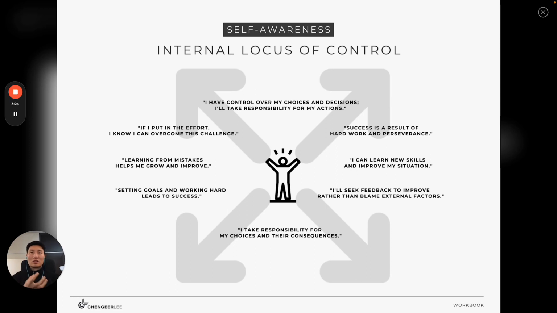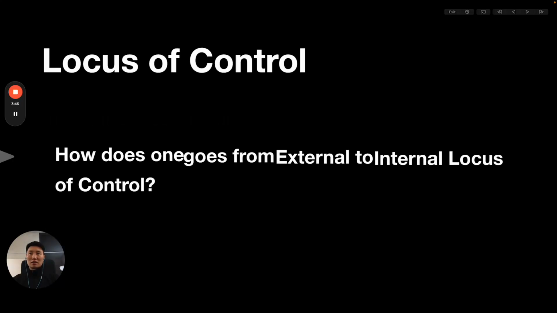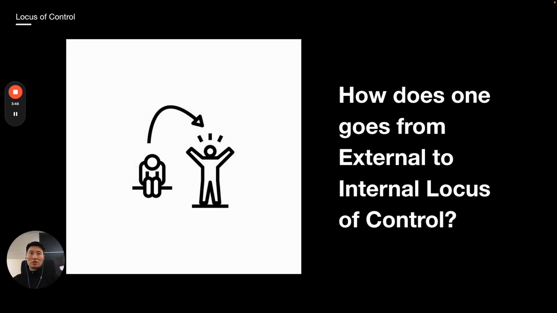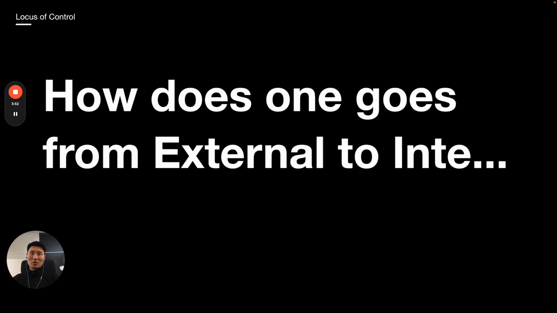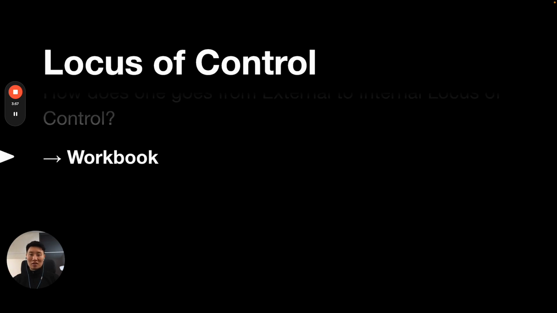Again, the very critical difference is between external and internal, and very often there can be an interesting mix of both. Some thinking would be aligned with internal locus of control, and some thinking would be very misaligned, right? So we'll talk about that, and how does one go from external to internal locus of control? This is the question, and this is the exercise. We're gonna talk about it, but the answer is through coaching, right? Let's take a look at the workbook.